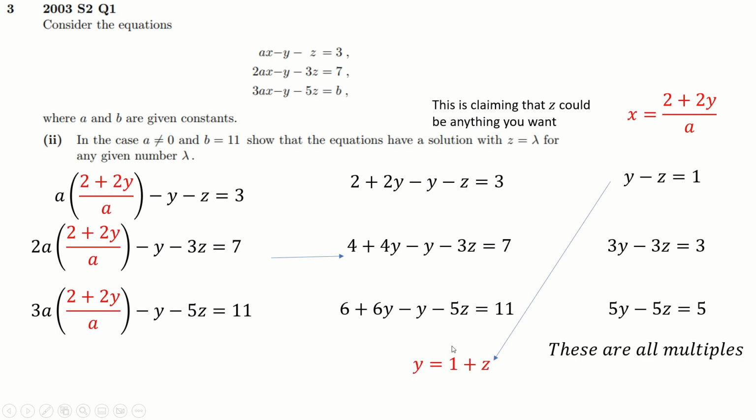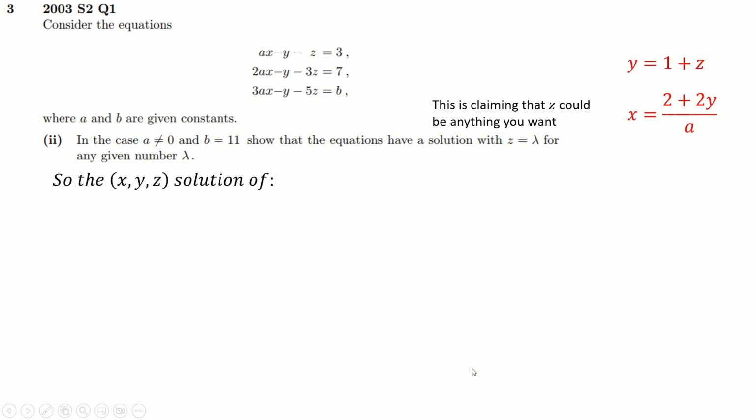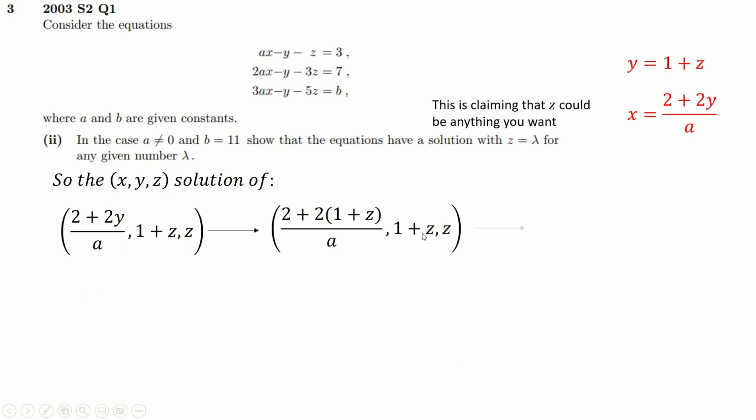And so now I think I can write my x, y, z solution as this for x, this for y, and then z. And that's a solution. And also, if y is 1 plus z, I could even write that in terms of just z's alone, I guess an a as well, to get this here.